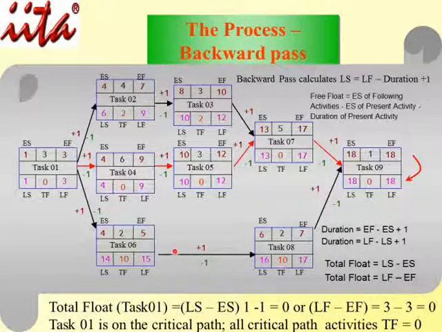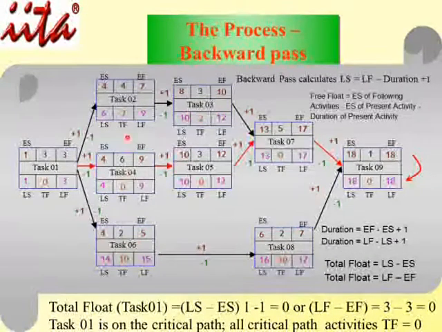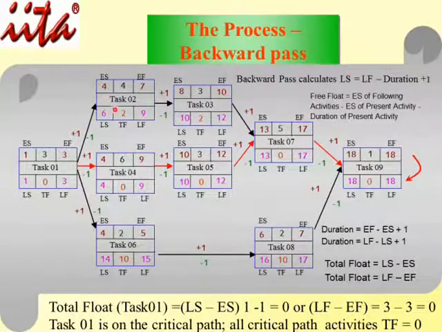So these are not on the critical path. They have floats of 10. These are floats of 2: 6 minus 4 or 9 minus 2. They have a float of 2. This also has a float of 2: 10 minus 8 or 12 minus 10, 2.